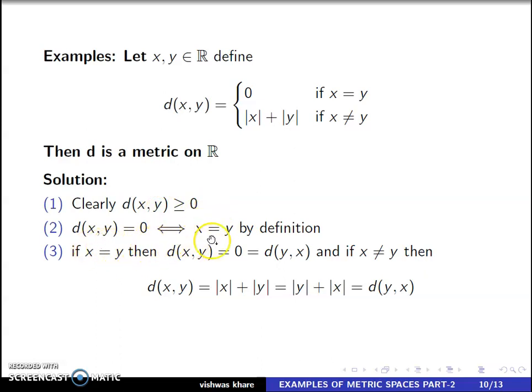So in any case it is greater than or equal to 0. Now d(x,y) is 0 if and only if x is equal to y. This is by definition. Third, if x is equal to y, then d(x,y) is 0, but in this case d(y,x) is also 0, so d(x,y) is equal to d(y,x). And if x is not equal to y, then d(x,y) will be modulus x plus modulus of y. This can be written as modulus of y plus modulus of x. This gives d(y,x), because this is the definition of d(y,x).